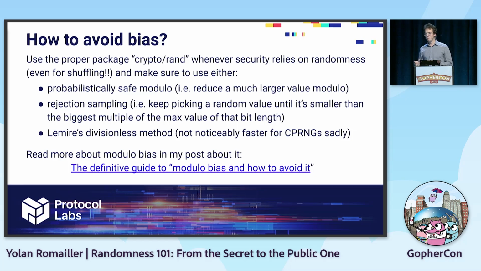And finally, there is a pretty cool divisionless method due to Lemire, which is super fast because it uses no divisions, and divisions are super slow on a CPU, right? Well, for cryptographic PRNGs, the PRNG is so slow anyway that one or two divisions in the CPU code won't change much. So it's not going to be useful. I just thought I would mention it here.